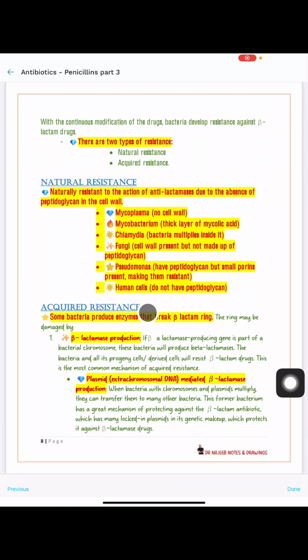Now the acquired resistance. Some bacteria produce an enzyme that breaks the beta-lactam ring, beta-lactamase. If the beta-lactamase producing gene is part of the bacterial chromosome, these bacteria will produce beta-lactamase. The bacteria and all its progeny-derived cells will resist the beta-lactam drugs by disrupting them. This is the most common mechanism of acquired resistance, by producing beta-lactamase.